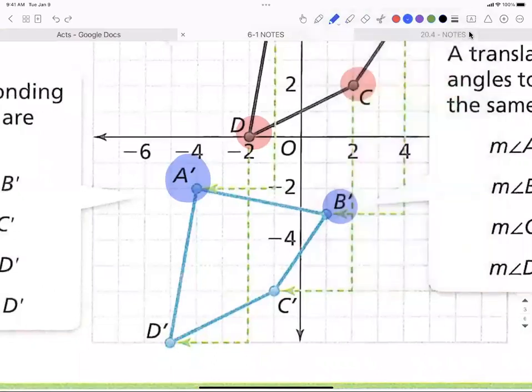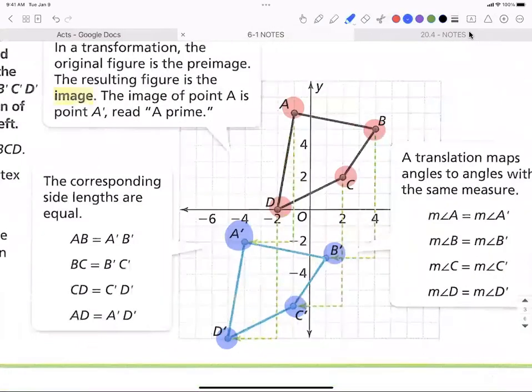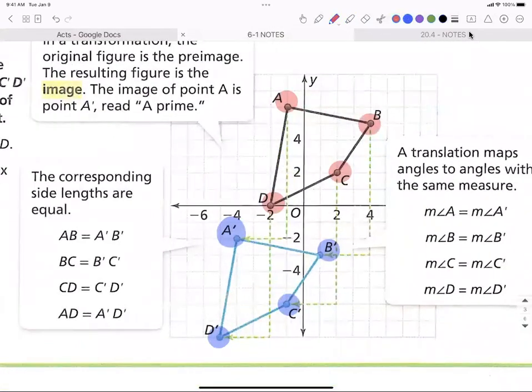And you won't necessarily do this because it would make your graph an absolute mess. But what I want you to notice is if you start at point A, okay?